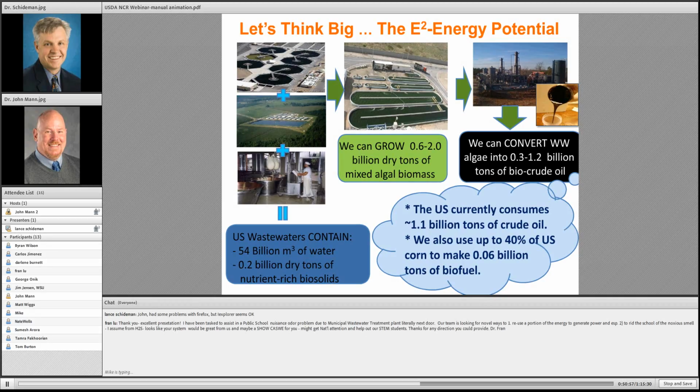If you compare that to what we've done with corn going to bioethanol, right now we use up to 40% of our U.S. corn to make about 0.06 billion tons of biofuel. So you can see there's much greater potential in this case than we have with corn.